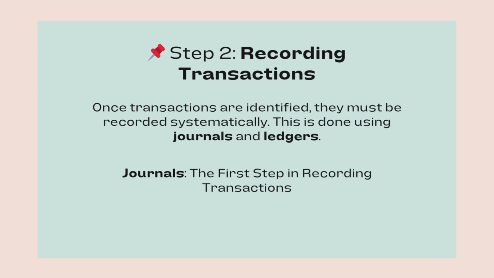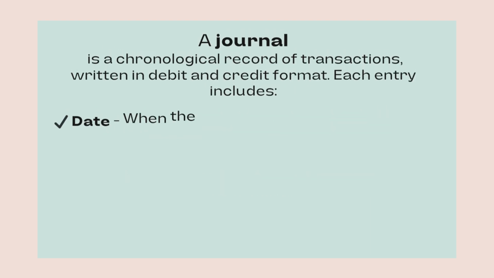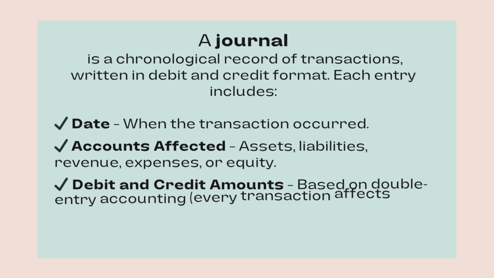Step 2. Recording transactions. Once transactions are identified, they must be recorded systematically. This is done using journals and ledgers. Journals, the first step in recording transactions. A journal is a chronological record of transactions, written in debit and credit format.